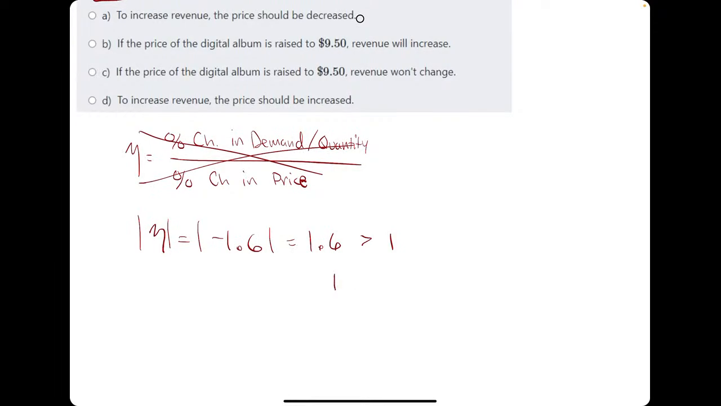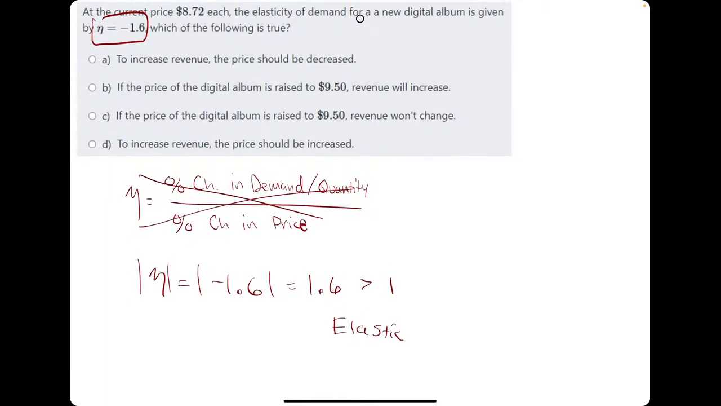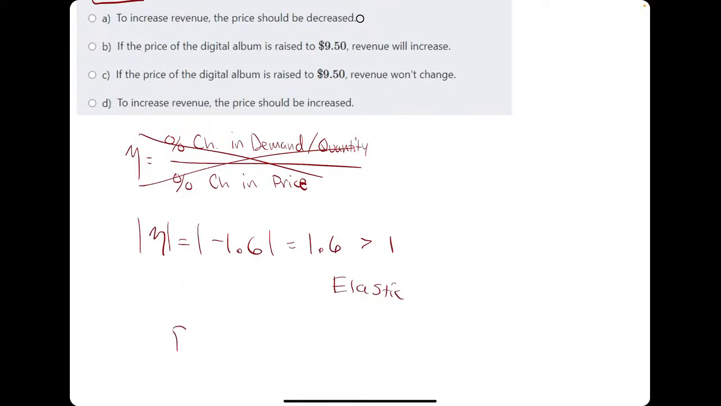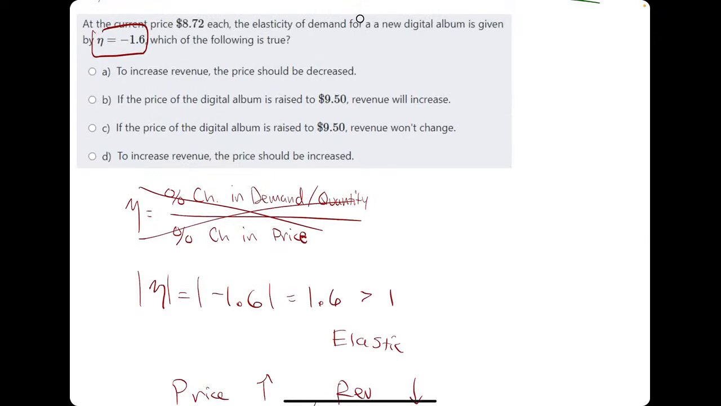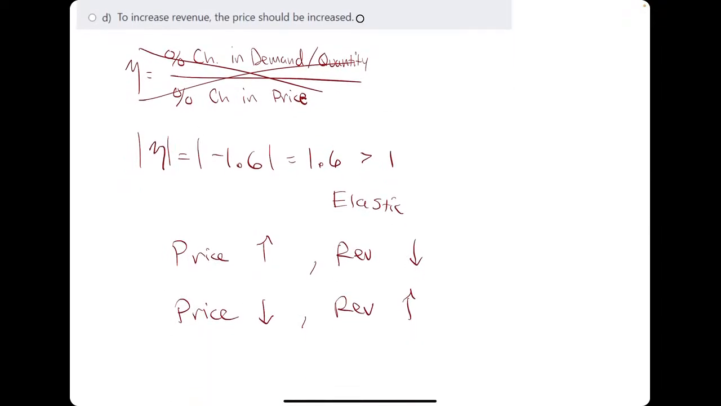If it's greater than 1, it is elastic. And I want to say when it's elastic, it has this relationship. When the price goes up, revenue goes down, or just the opposite, when the price goes down, revenue goes up. I believe that should be it.